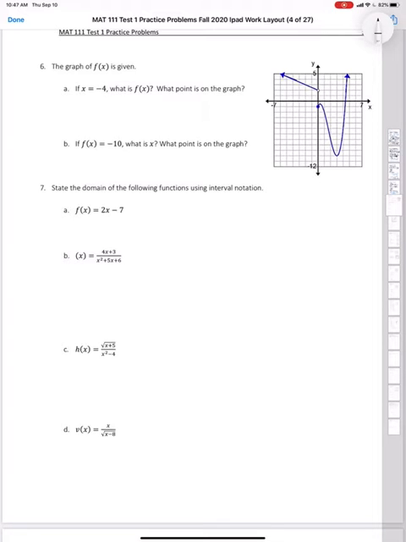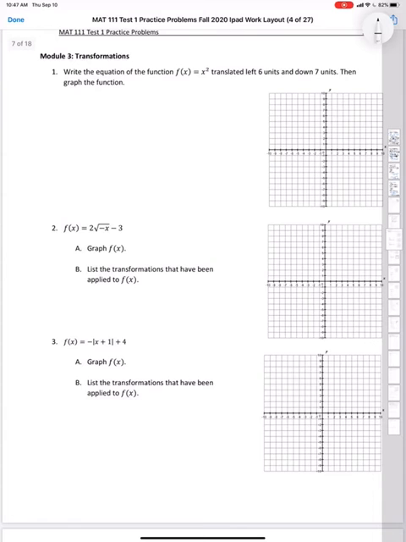So we're going to read our value right from the graph. So x equals -4. What is f of -4? So let's go find -4. So here, -1, -2, -3. Right here, -4. So as we meet up with our graph, right here is our point.